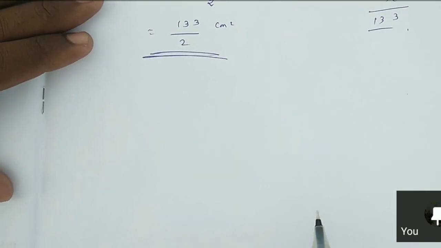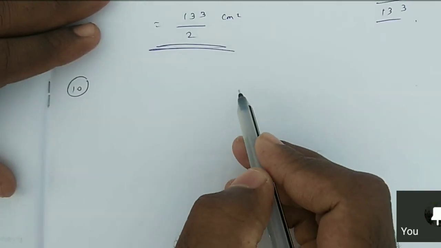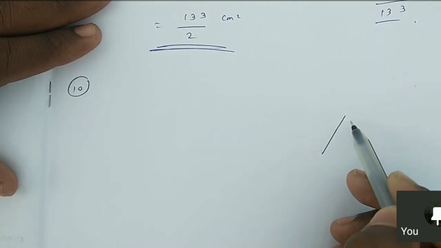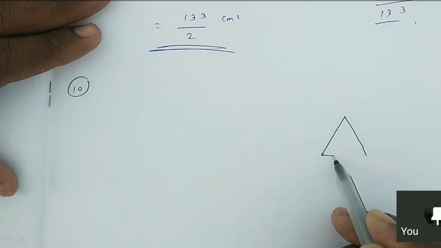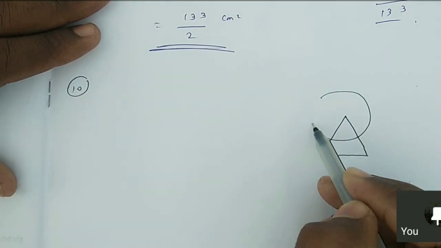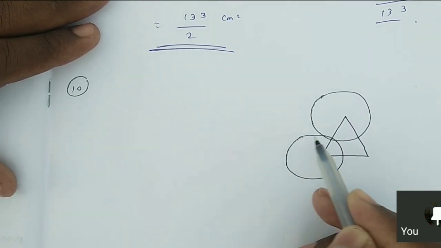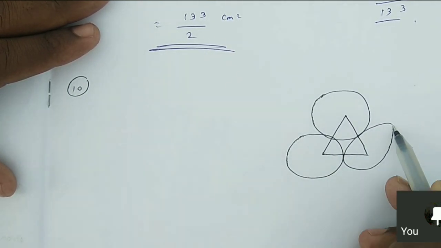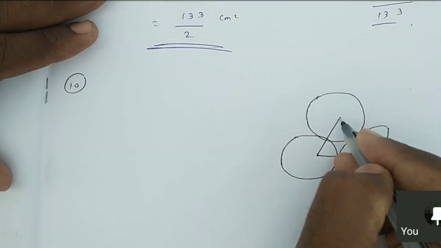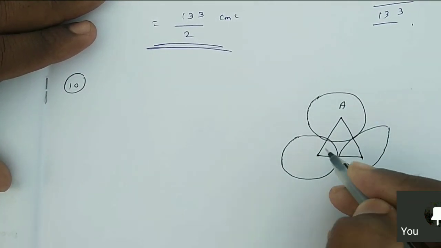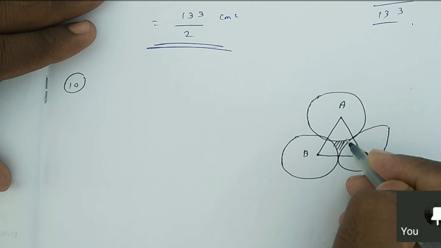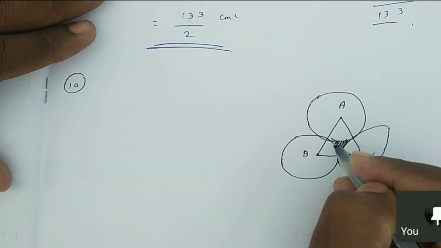Yes, it's a very easy question, a very easy problem. But here they given only one thing, the area of a triangle. This may be an equilateral triangle. Now these three are the vertices A, B, C. We should find this region, right? Okay. Listen.